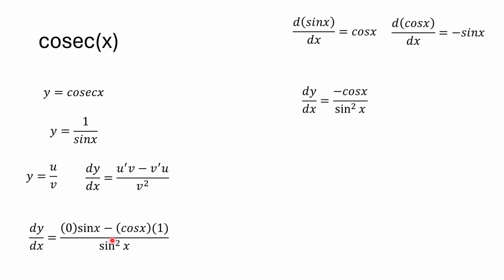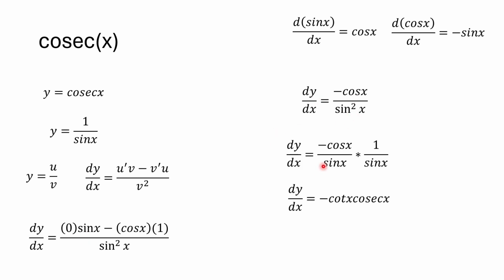And this is nice then, 0 times sine x is just 0, and you're just left with minus cos x over sine squared x, which you can then split up like so to produce minus cot x cosecant x. So cosecant x differentiates to produce minus cot x cosecant x.